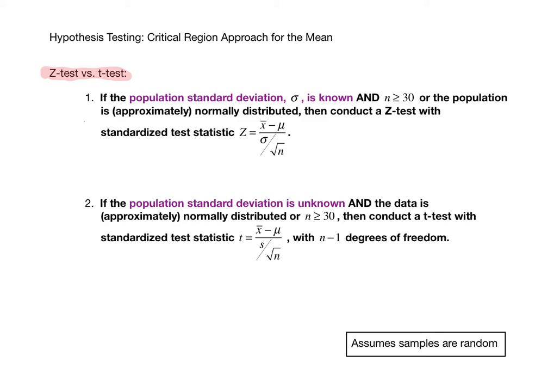Now that we've established the conditions for which you would use a z-test or a t-test, we can now get back to specifically looking at the critical region approach for hypothesis testing on the mean. This set of videos is going to focus specifically on using the critical region approach. The next set of videos will focus on using the p-value approach for hypothesis testing on the mean. So let's first recall the critical region approach. Again, it's the 6-step process.